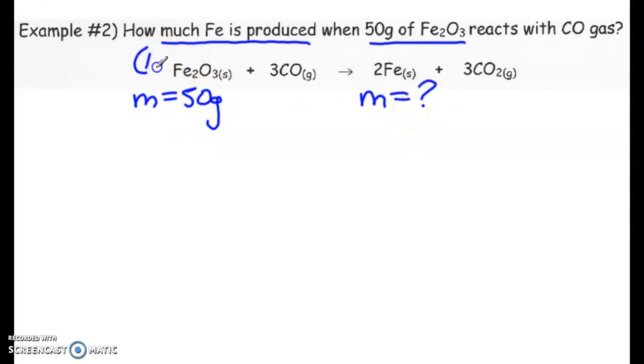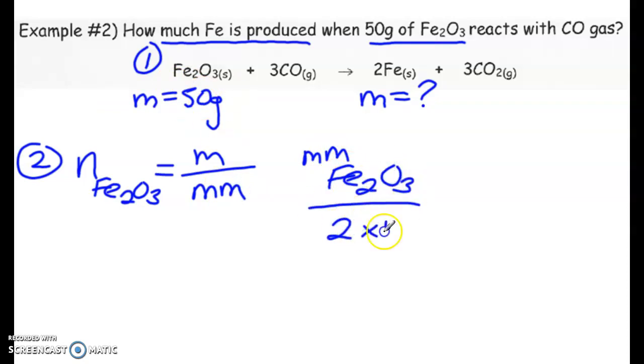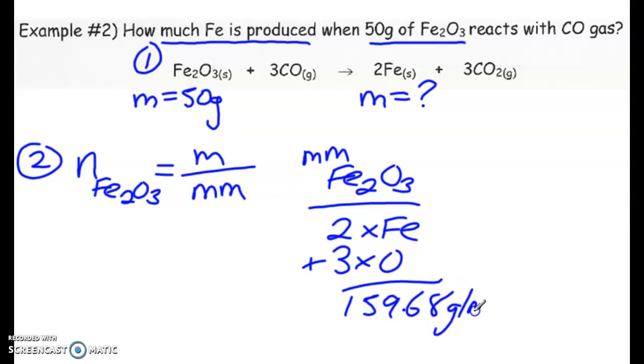So really we have the mass of this, we're looking for the mass of that. Number 1, balanced chemical equation, already done for us. Number 2, we're going to take the mass that we have and convert it into moles by doing mass over the molar mass, right? So let's do a little molar mass calculation for Fe2O3. That's going to be 2 iron plus 3 oxygen. Okay, so you should have here 159.68 grams per mole.